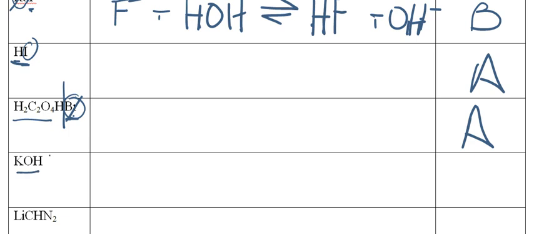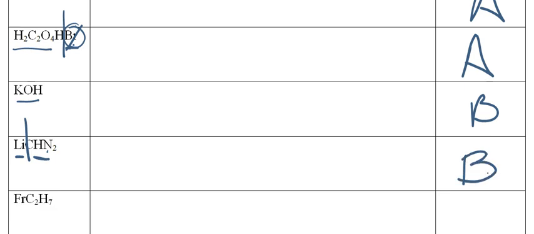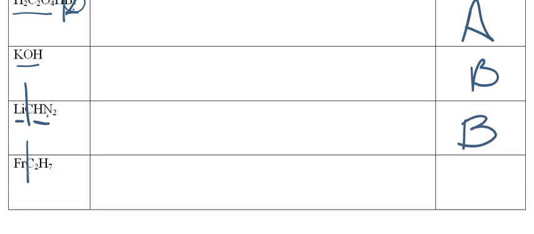Potassium hydroxide is a strong base. Lithium is a conjugate of a strong base, therefore this is a conjugate of some kind of acid, therefore conjugates of acids behave as bases. Francium is a conjugate of a strong base which does nothing, therefore the C2H7 is a conjugate of some kind of acid that behaves as a base.